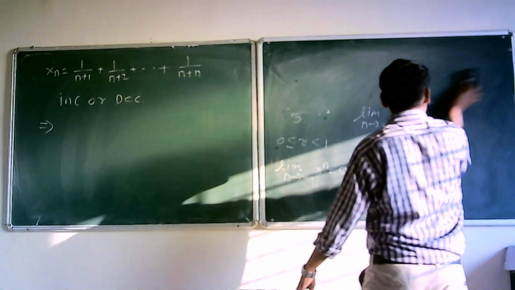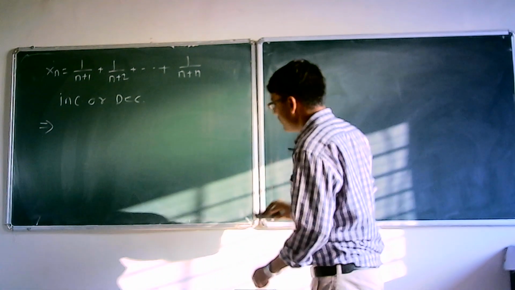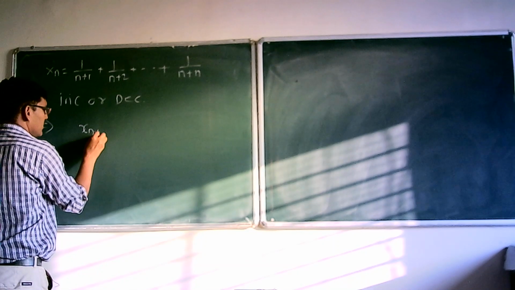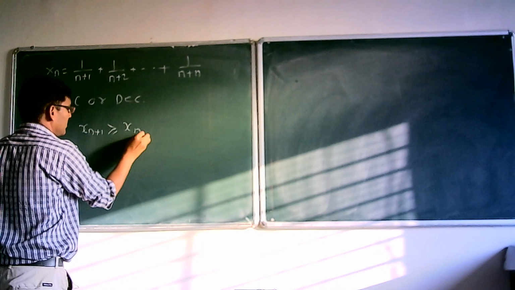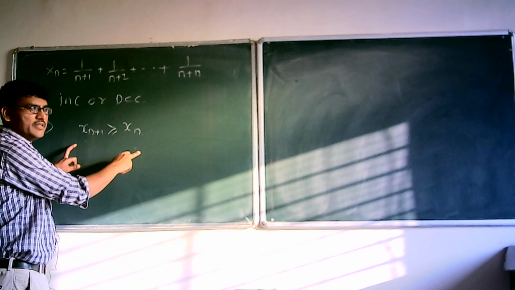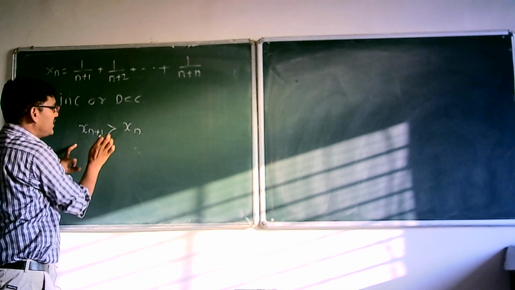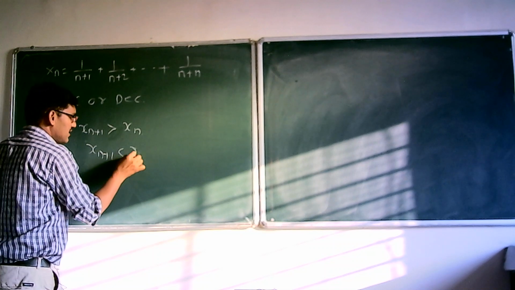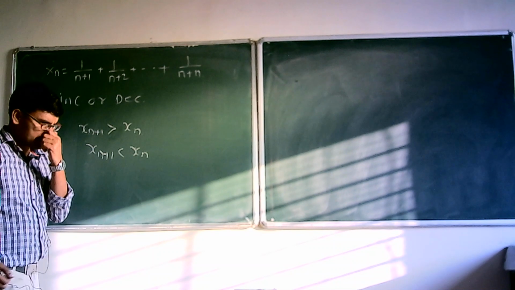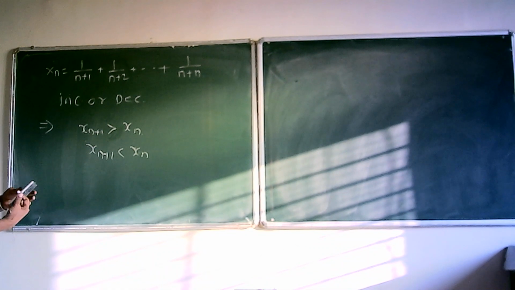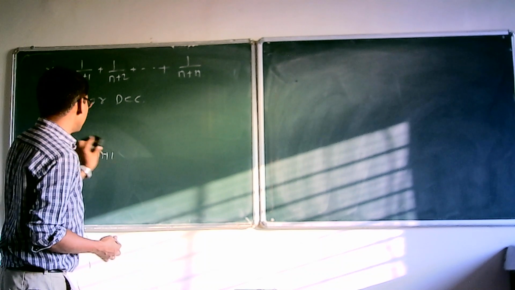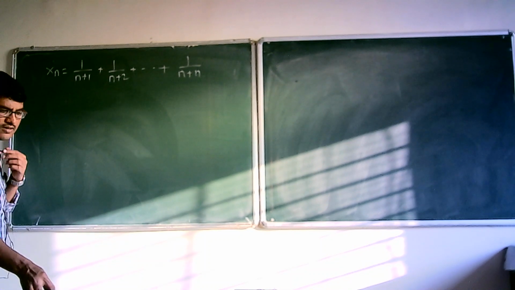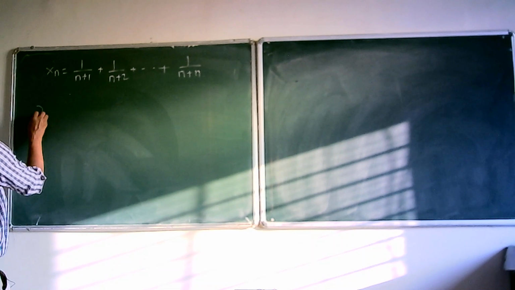So when we say a sequence is an increasing sequence, if xn plus 1 is greater than or equal to xn, then we can say that the sequence is increasing. If it is greater than only, then it is strictly increasing. And if xn plus 1 is less than xn, then it is a decreasing sequence. So we are going to check whether it is increasing or decreasing. For that, we are going to determine the difference of xn plus 1 and xn. So what is xn plus 1?